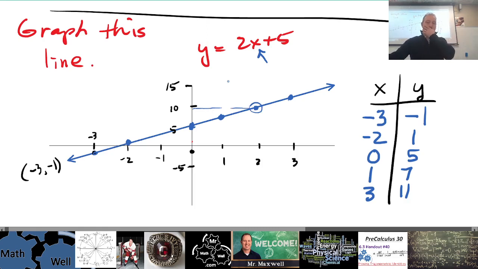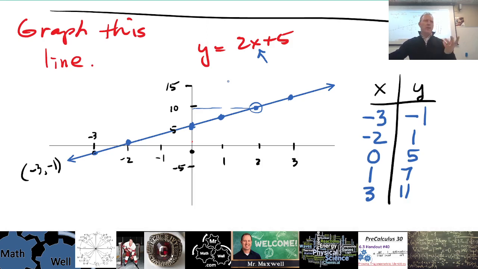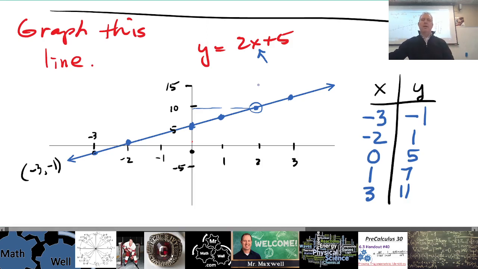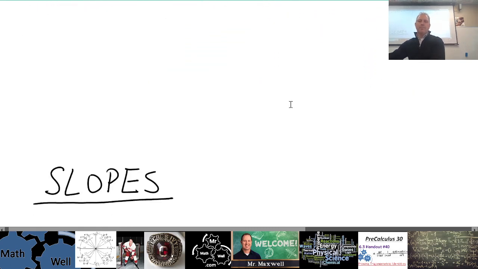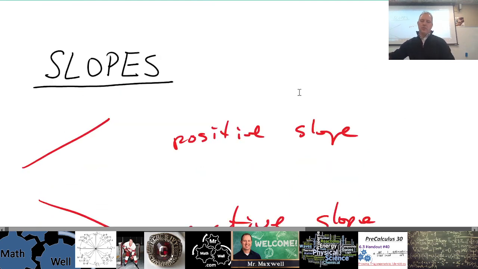All right. Everyone see how to graph the line, how to choose some point values of x, plug it in, plot your points? Okay? All right. So that's what the line would be if all the dots were connected. It's a straight line. Okay, let's talk about slopes a little bit here.